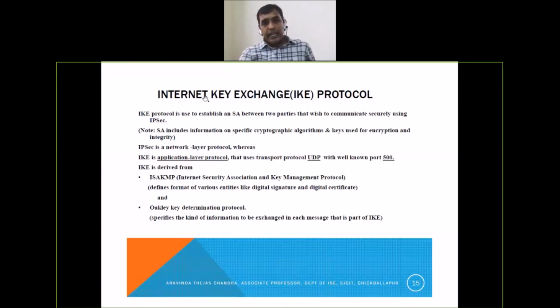So we are supposed to discuss IKE, the Internet Key Exchange protocol. How does IKE help us to exchange keys between the sender and the receiver? That is the topic that we need to study. I will stop at this because it takes a lot of time to go through the IKE protocol.